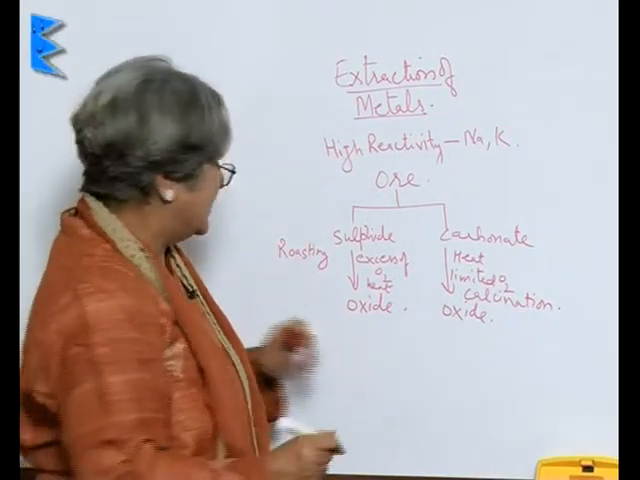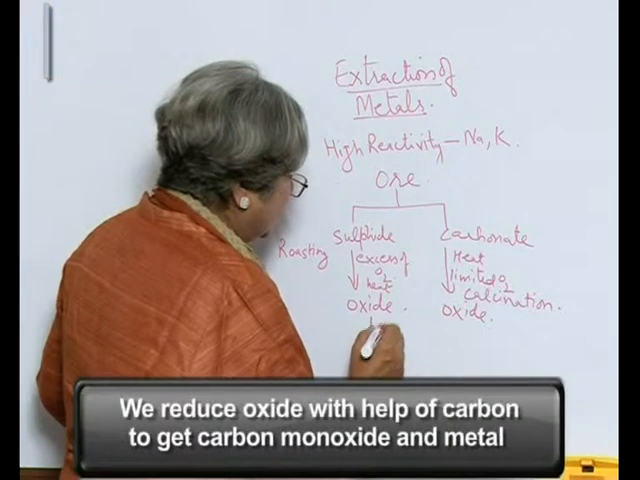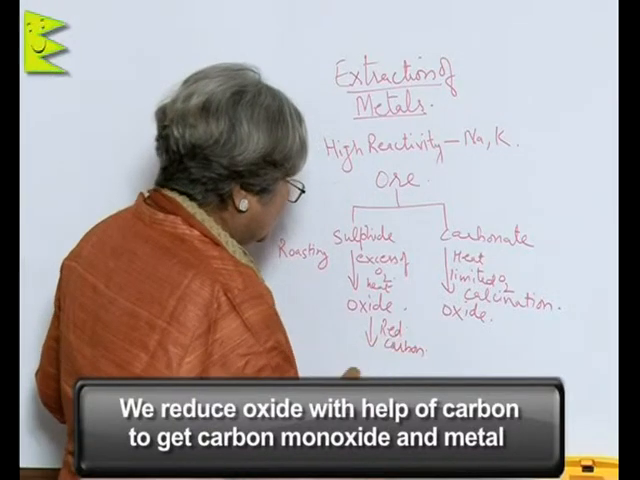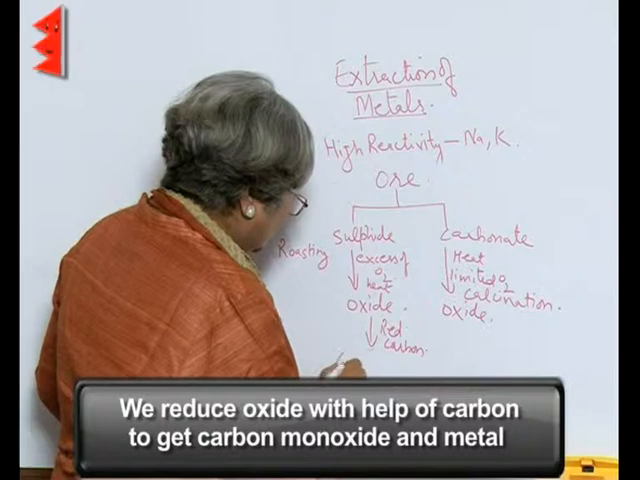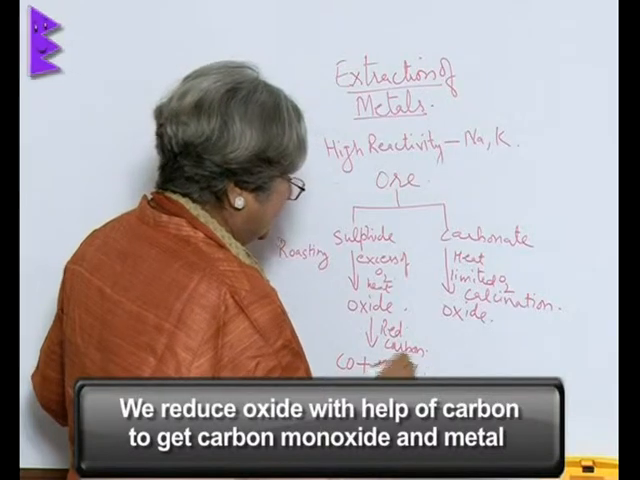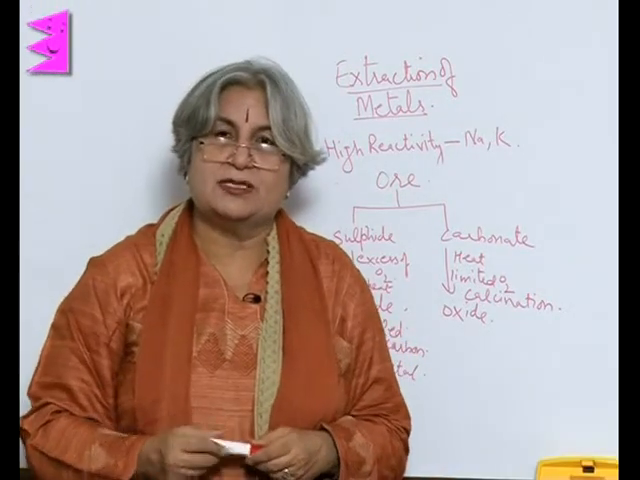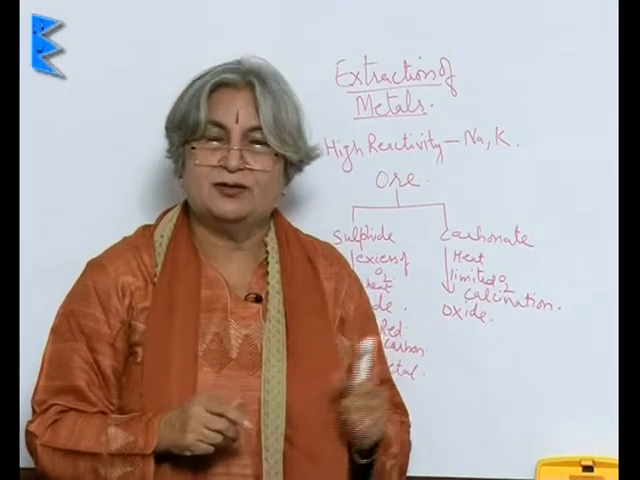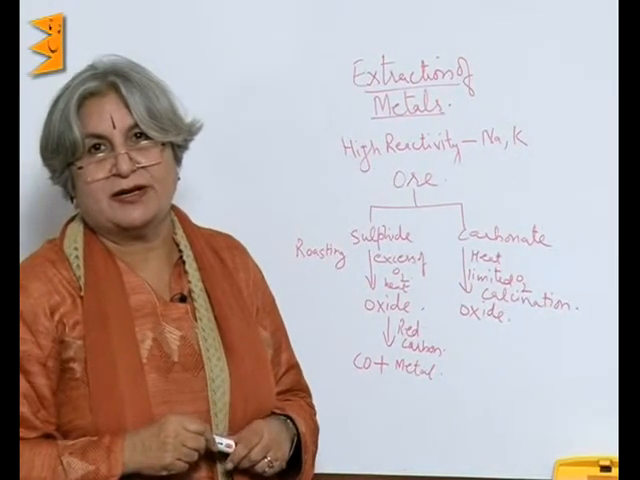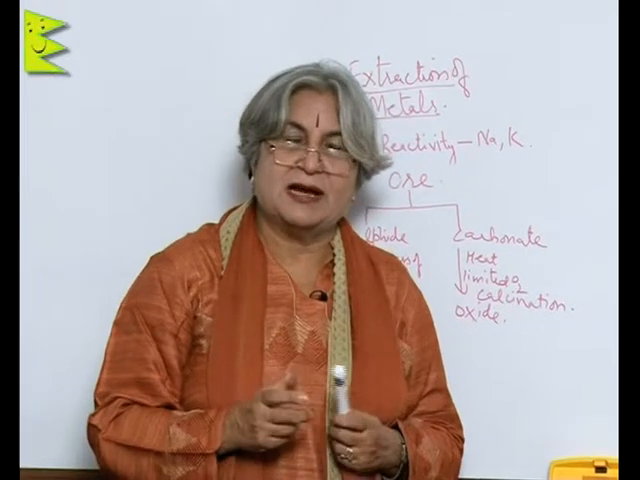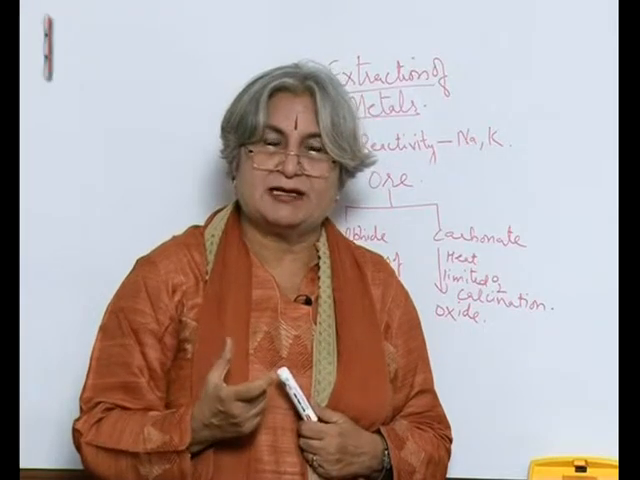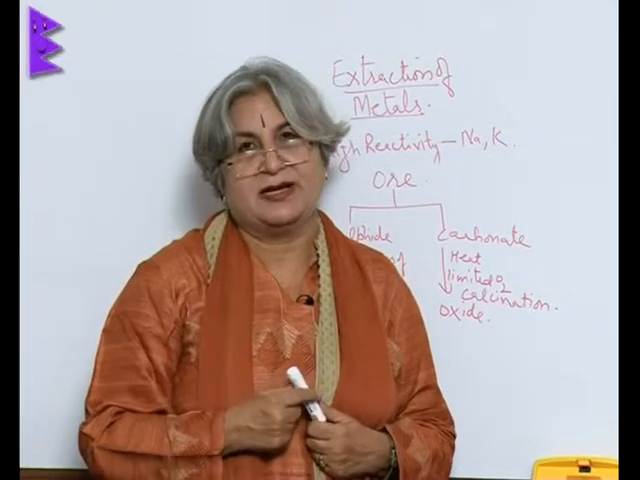Once we have got the oxides, then we reduce them with the help of carbon. So, what we will get is carbon monoxide and metal. Sometimes we can also use a more reactive metal to reduce oxide to its metal, because some of the metals will not be reduced with the help of carbon. For example, if we want to reduce zinc oxide, we can use aluminum, because aluminum is more reactive, it will replace oxygen and we will get zinc.